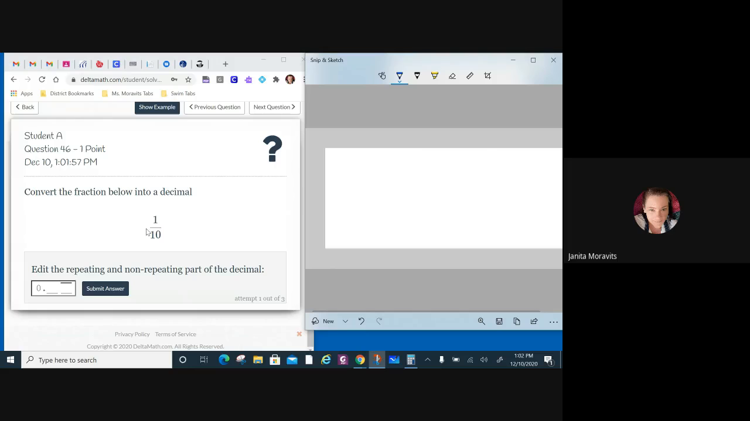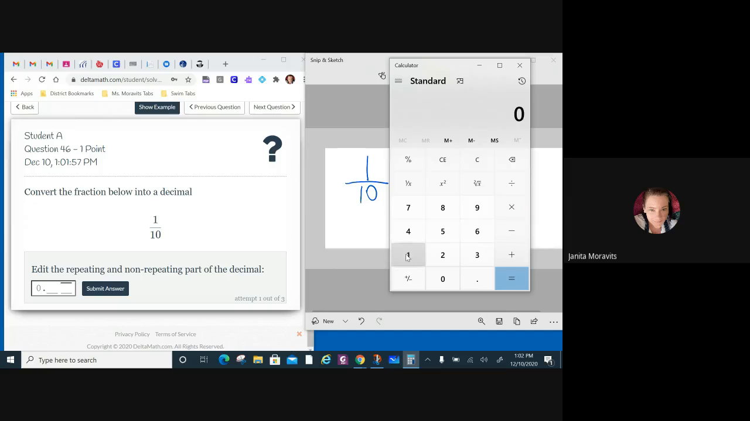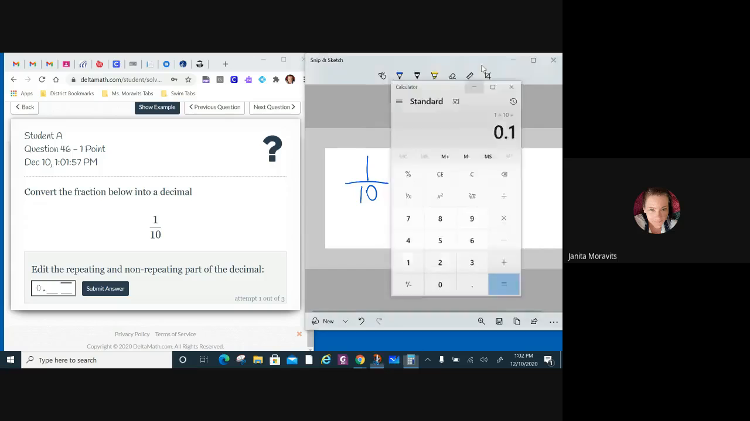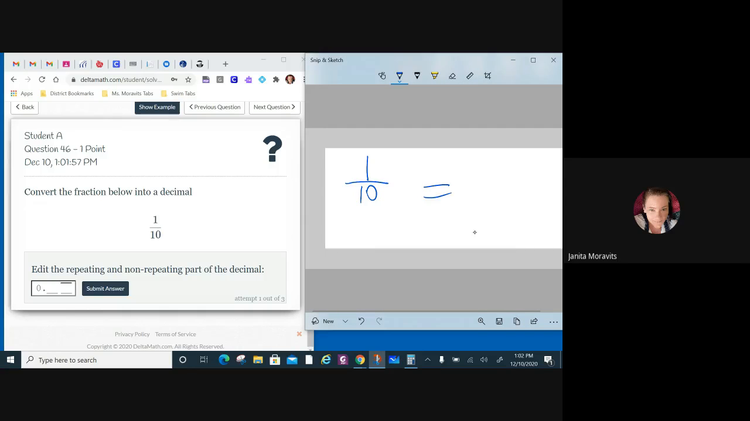All right, question 46. Convert the fraction below into a decimal. All right, if you guys remember these are pretty easy. You have 1 over 10. All right, well, first of all, you know that if you're dividing by 10, you just move the decimal place 1 place to the left. So if there was decimal right here and you moved it over, it would be 0.1. But you can also feel free to check yourself, and you can go 1 divided by 10 is 0.1. All right, equals 0.1.